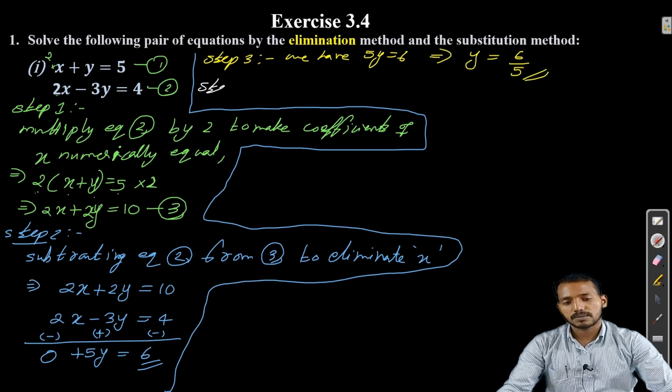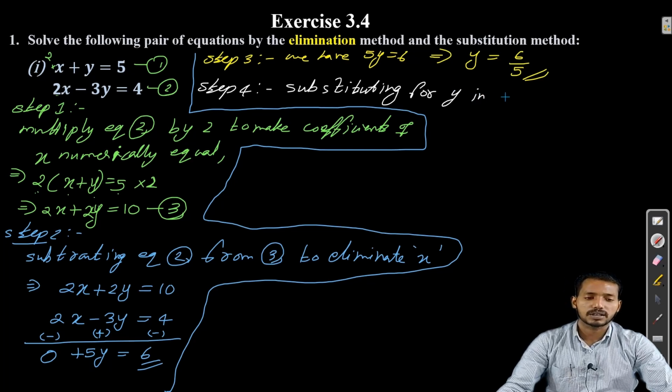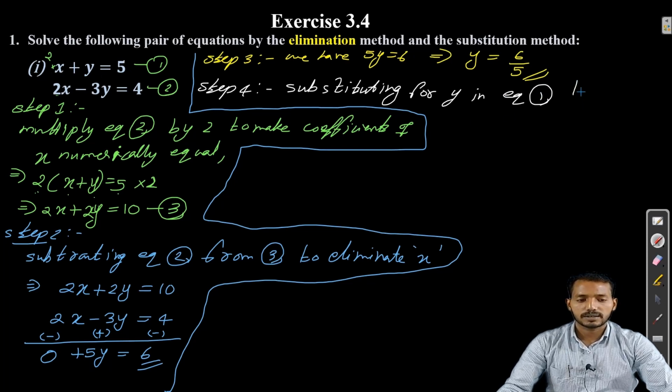Once we get the value of y, we need to proceed with step 4. In step 4, what we need to do? Substituting the value for y in either of the original equations. We can put it in equation number 1, to get x plus y, where y is equal to 6 by 5, is equal to 5.